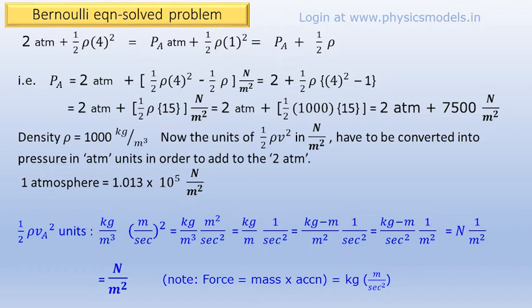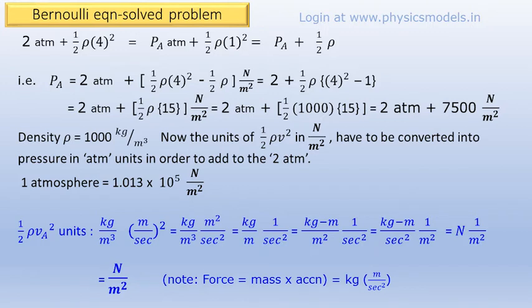So we have to either convert everything into atmospheres or everything into Newton per meter square, and only then we can add them. 1 atmosphere is equal to 1.013 into 10 to the power 5 Newton per meter squared. And therefore 7500 Newton per meter square can be divided by 1.013 into 10 to the power 5, and we can find out how much atmospheres it is equivalent to. Then you can add 2 plus that.